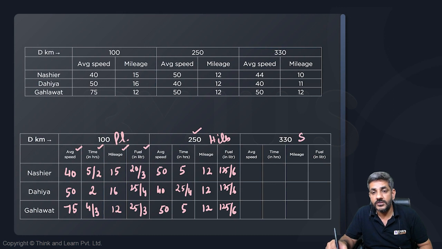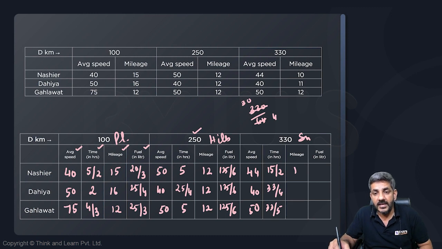And then we come to the snow terrain now. In the snow terrain, the average speed is 44, 40, and 50. So the time taken is 330 by 44. What is 330 by 44? You can just cancel out by 11, giving 30 by 4, which can also be written as 15 by 2 hours. Similarly, 330 by 40 is 33 by 4, as 0 and 0 cancel out. And 330 by 50 is 33 by 5, because 0 and 0 cancel out. The mileage is given as 10, 11, and 12.